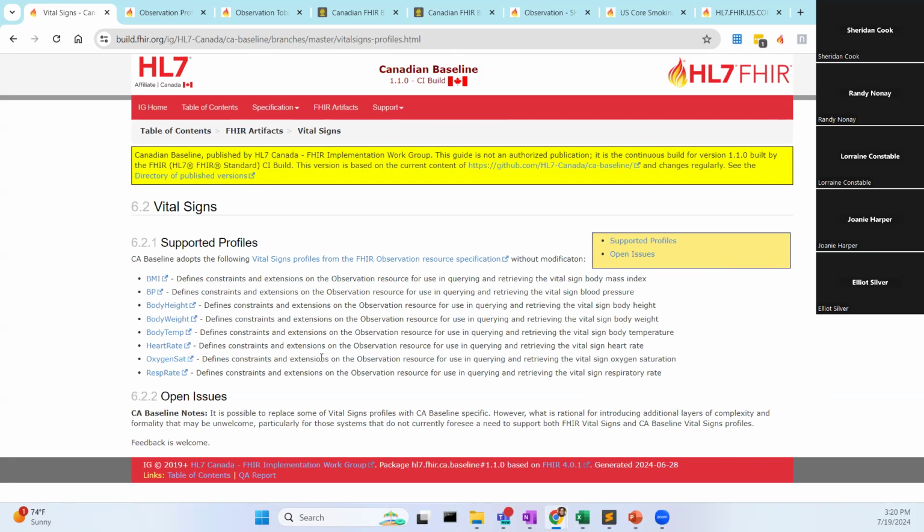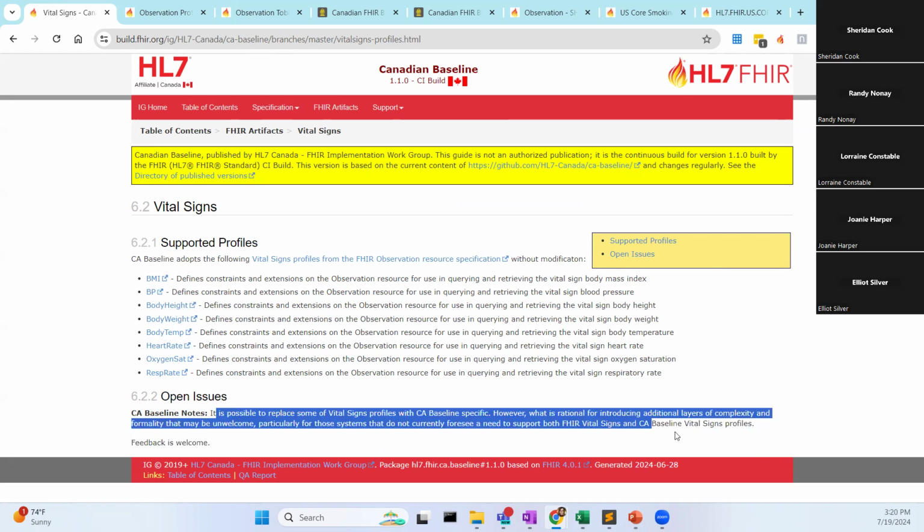And just as a side note, there's some significant discussions going on about improving and maintaining these. But something like vital signs, it's not Canadian specific, it's not US specific. It's in the base because it's clinically general, right? And that's why we refer to the core spec for vital signs.